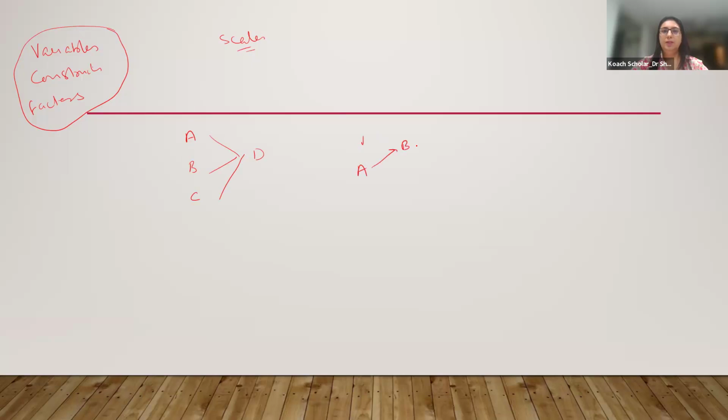A leading to B leading to C. One example. A leading to C, and we have A, B, C, D. These are variables. What is a variable? If we understand the definition of variables, anything that varies, right?